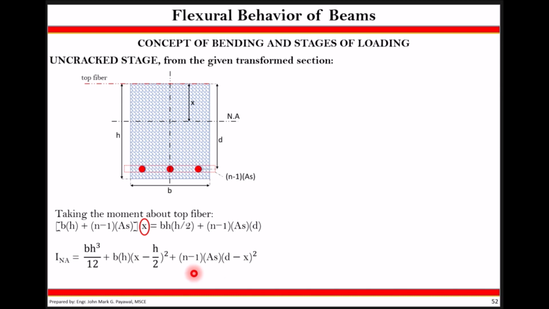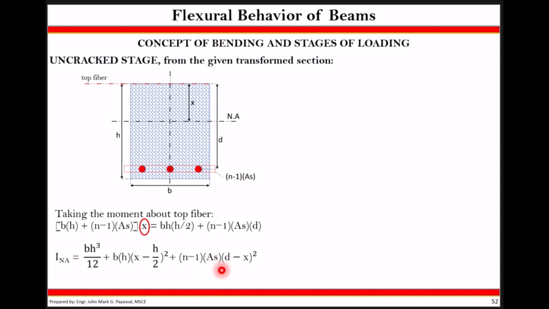Also, for my steel, the BH cubed over 12 is no longer included. Why? Because this is a differential strip. When it is too thin, it doesn't matter. And even if we include BH cubed over 12, it would not add much to this one. So we will just not consider it anymore, or disregard that value.